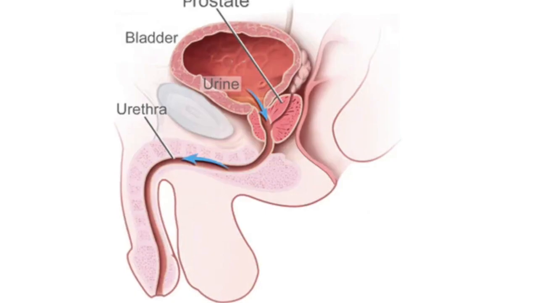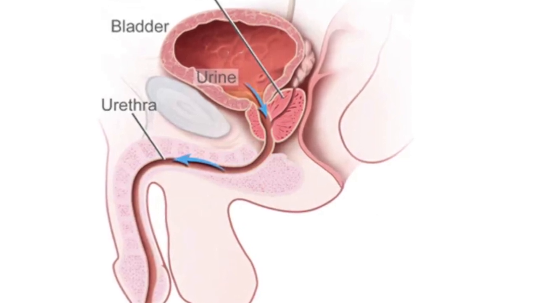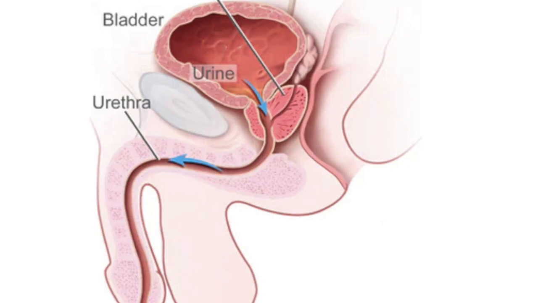The urethra is a tube that carries urine from the bladder to the outside of the body. The urethra is not only a urinary duct, but it is also a conduit for semen and sperm.